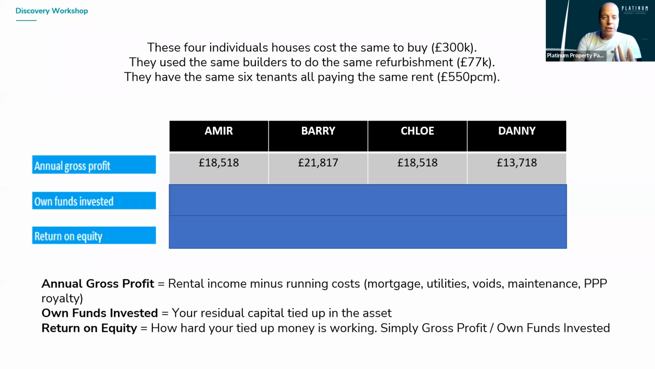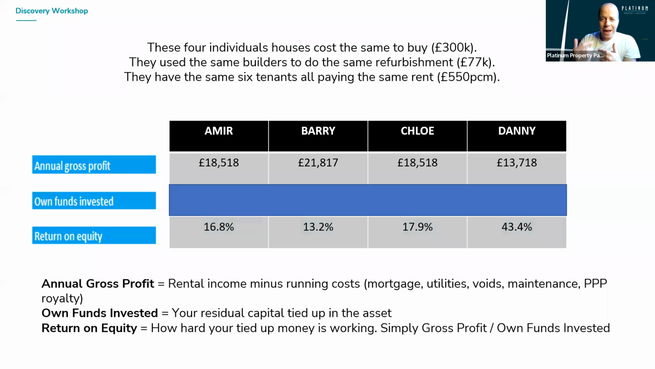We're going to look at then return on equity. So how hard is the money working that's tied up in each of these properties? And you can now see there's a very different scenario as well. Danny's got a phenomenal 43 and a bit % return. Barry much lower at 13.2, and the other two sort of hovering somewhere in the middle.